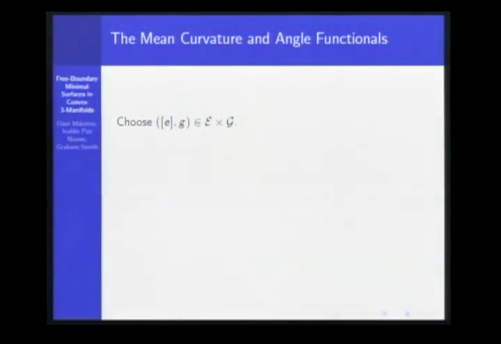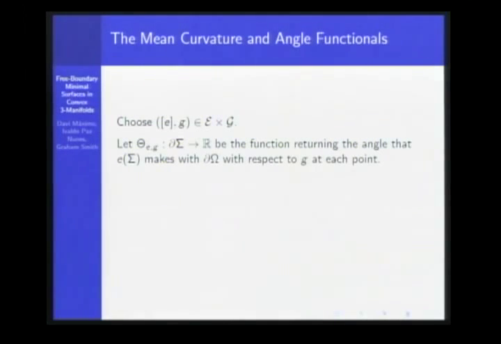So we take some point, say (E, G), inside this Cartesian product. And we define two functionals. The first functional that we define, we'll call it big theta, capital theta. This is a function that sends the boundary of sigma into R and measures the angle E(sigma) makes with the boundary of omega with respect to the metric G at each point.